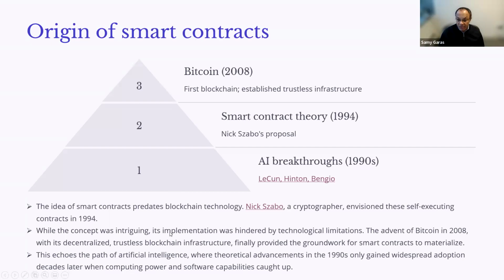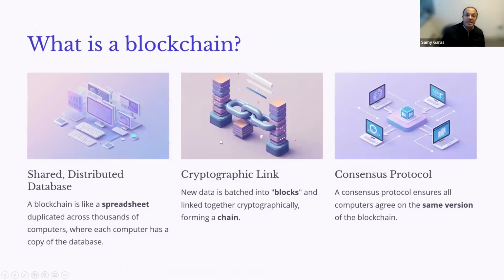While the concept was intriguing, its implementation was hindered by technological limitation. The advent of Bitcoin in 2008, with the white paper by Satoshi Nakamoto, was paving the ground for the smart contract to work out. What is the blockchain? As I said, blockchain is blocks of data linked together, encrypted, to make, if you could say, a ledger or a bank statement, to make it easy for you to understand.